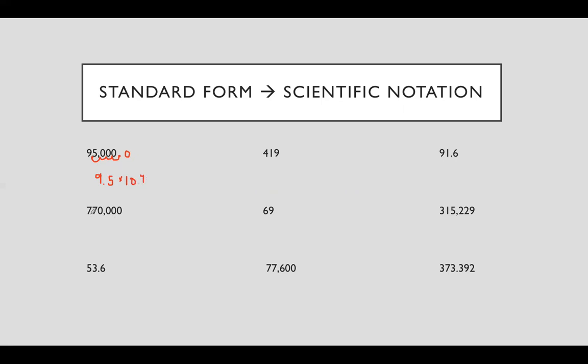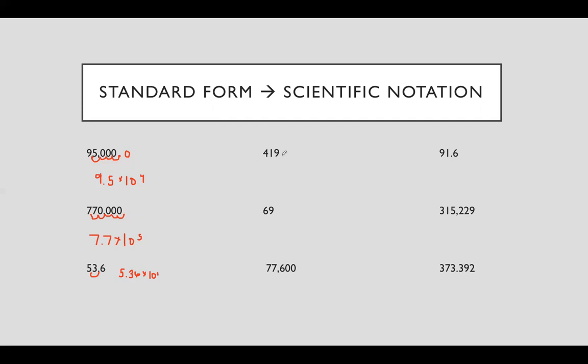So we're always going to want to move the decimal between the first two numbers. So that's where we're trying to move the decimal towards. It starts right here. We're moving it 1, 2, 3, 4, 5 places, which would give us 7.7 times 10 to the fifth. And then 53.6, we're moving the decimal over one place, so that gives us 5.36 times 10 to the first power.